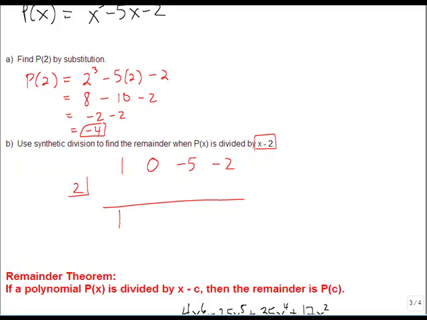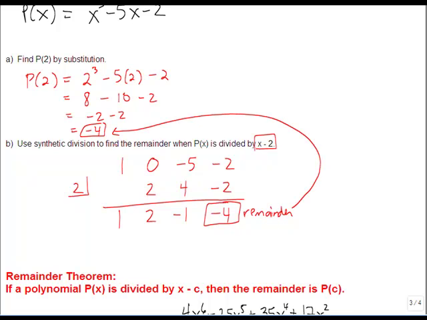Now we're going to go ahead and do our synthetic division. So the 1 comes down. 1 times 2 is 2. 0 plus 2 is 2. 2 times 2 is 4. Negative 5 plus 4 is negative 1. Negative 1 times 2 is negative 2. Negative 2 plus negative 2 equals negative 4. Now here's the connection between these two problems. The remainder that we just got was negative 4. Notice that that is exactly the same thing we got when we substituted in 2.